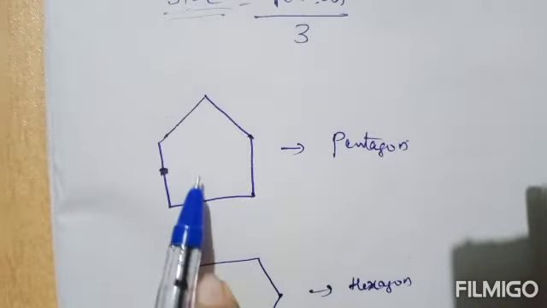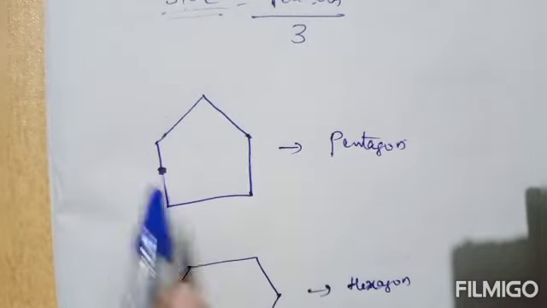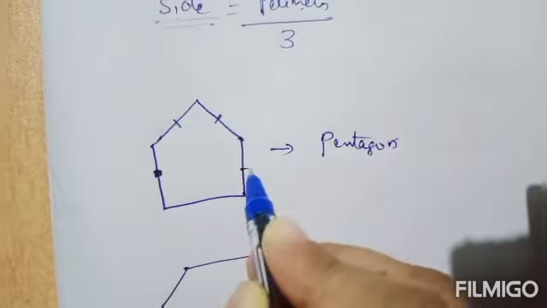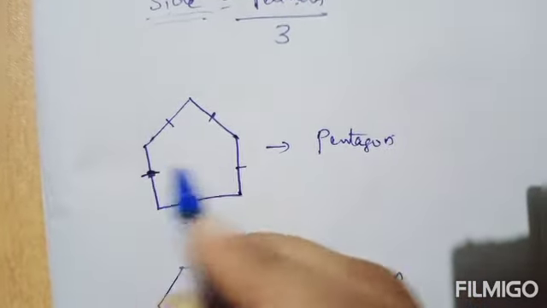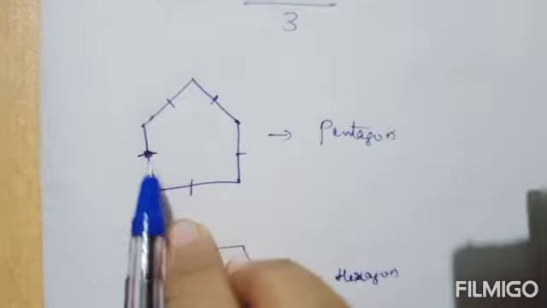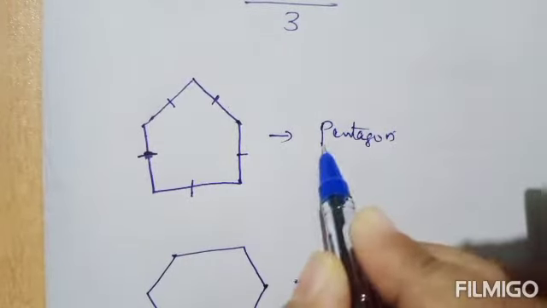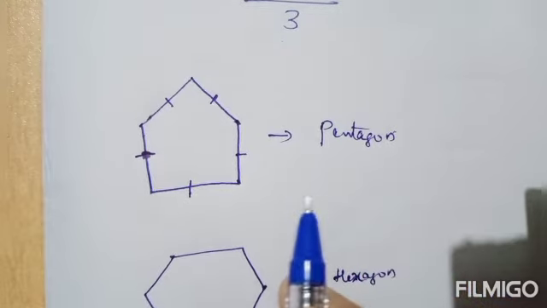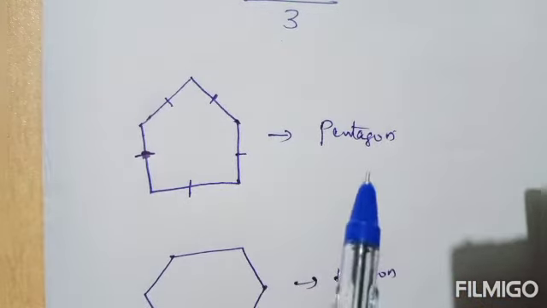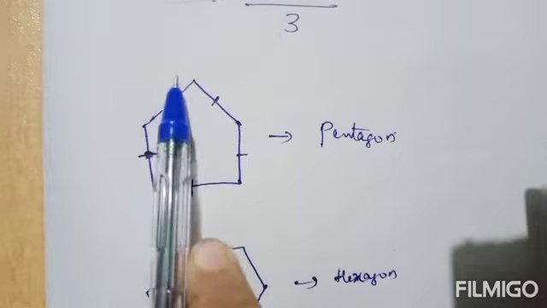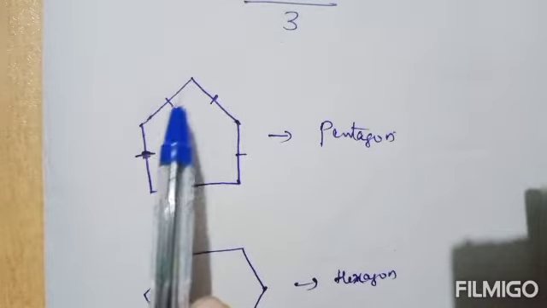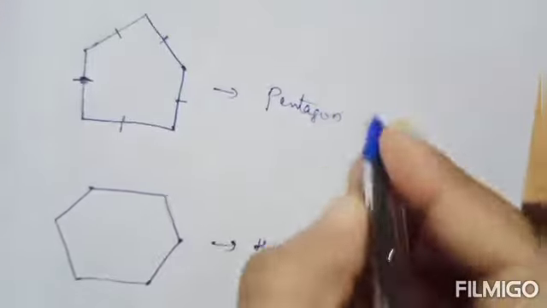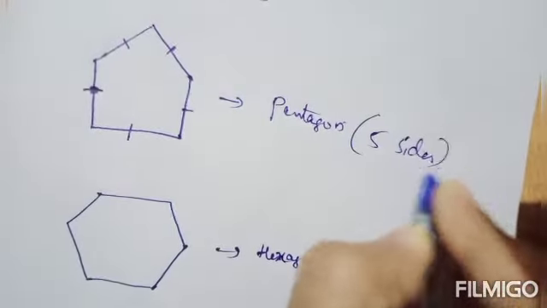Now look at this figure. This closed figure has how many sides? You can count. This is 1, this is 2, this is 3, this is 4, this is 5. It has 5 sides. A 5-sided closed figure is called a pentagon. As we know, a 3-sided closed figure is a triangle. Like that, if a closed figure has 5 sides, it is a pentagon. Pentagon means it will have 5 sides.